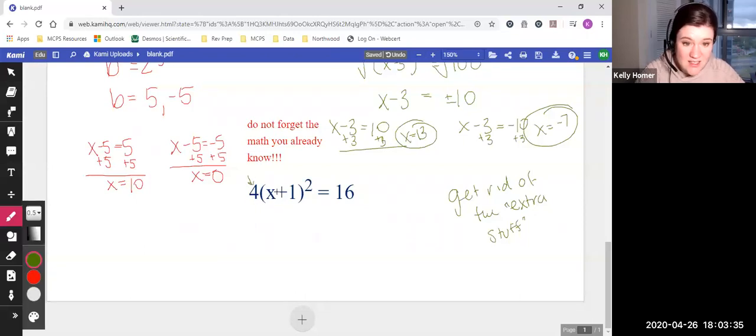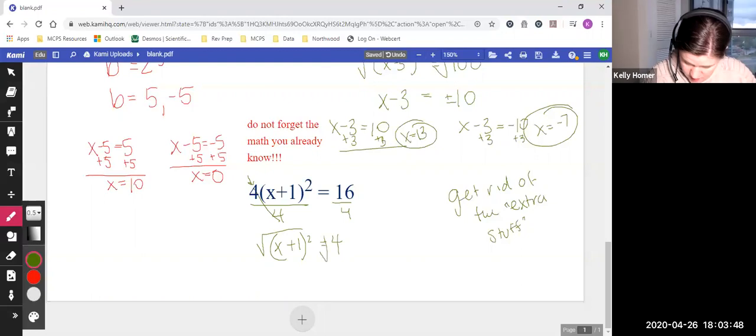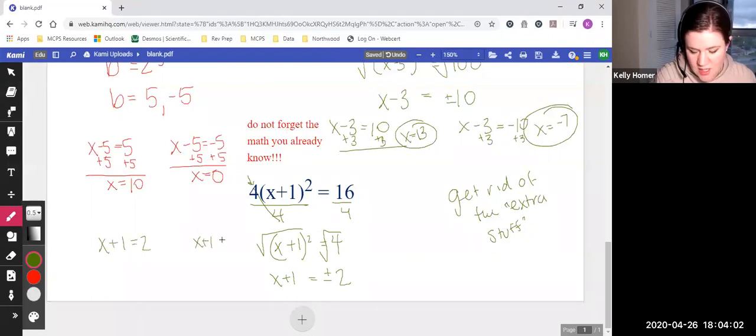Well, the 4 is next to this. What they're doing is multiplying. So unmultiply, divide. All right, so your x plus 1 squared is going to equal 4. Take the square root of both sides. X plus 1 is going to equal plus or minus 2, because the square root of 4 is 2. X plus 1 equals positive 2. X plus 1 equals negative 2. So x equals 1 and x equals negative 3.